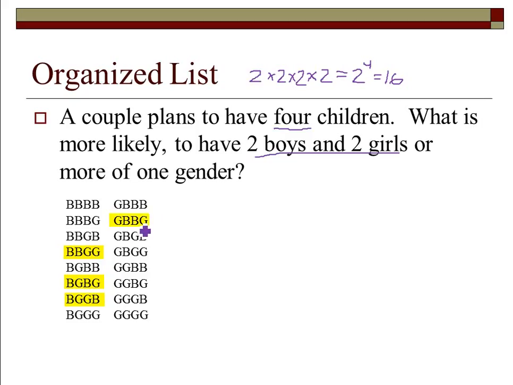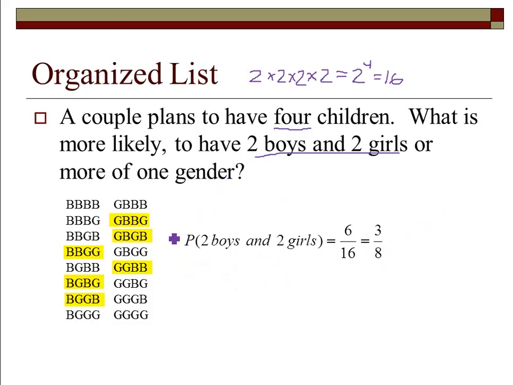Another one right there. Another one right here. Right there. And all the other ones, as we look around, have more either boys or girls. So if I count them up, I've got 6 out of 16. So the probability of getting 2 boys and 2 girls is 6 out of 16. That's 3/8. That's less than half. So the probability of getting more of one gender is 5/8, because 3/8 plus 5/8 will give me a total of 1.